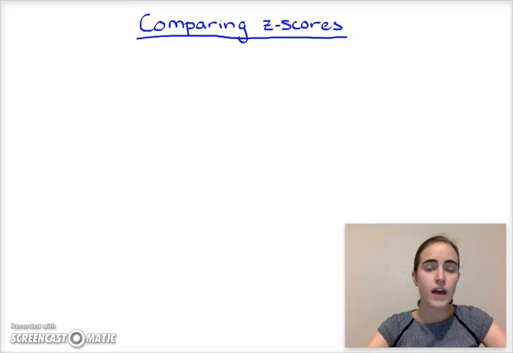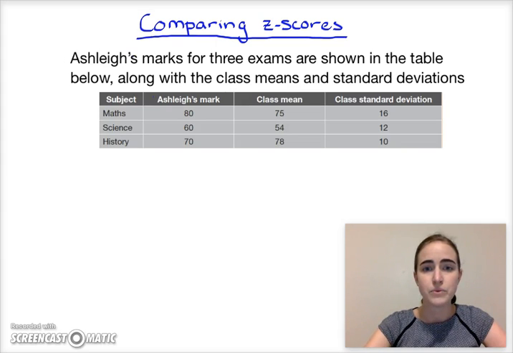In our last video, we had a look at calculating z-scores. In this one, I want to have a look at how we can use those z-scores to compare data from two different data sets. So to do that, I want to have a look at this example. So we've got Ashley's marks for 3 exams, and we've also been given the class means and standard deviations.